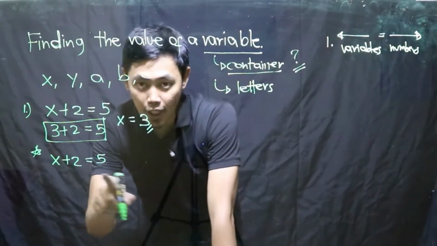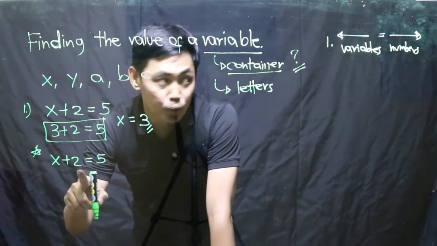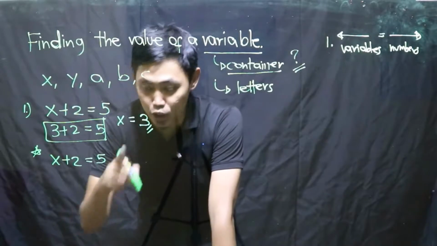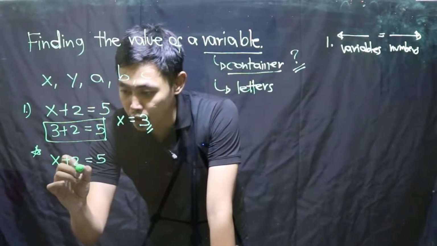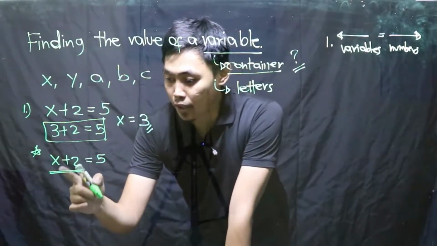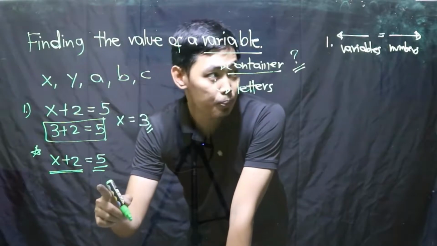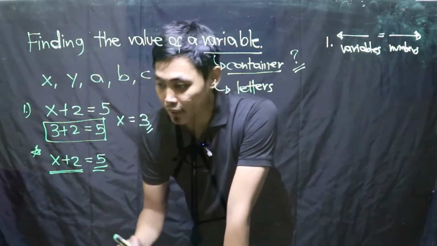In this case, we have X, which is a variable. We have 2, which is a number, and we have 5, which is a number. So we need to make sure that all on this side are variables or letters, and all on this side are numbers.